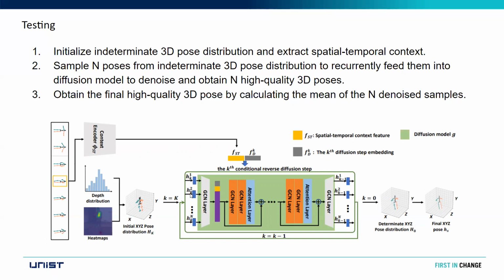From this H_K, they sample n poses and they feed them to the diffusion model, and they come to H_(K-1), they go back again, do the same process, go back, they do the same process again, until they reach H_0, when K is equal to 0. Then they have this determinate XYZ pose distribution, H_0, and then the final XYZ pose H_S. And this final XYZ pose H_S is obtained by calculating the mean of the n denoised samples here.